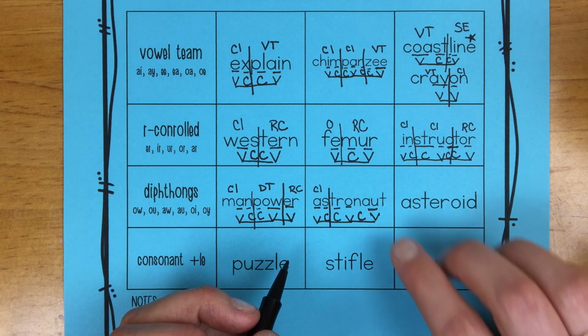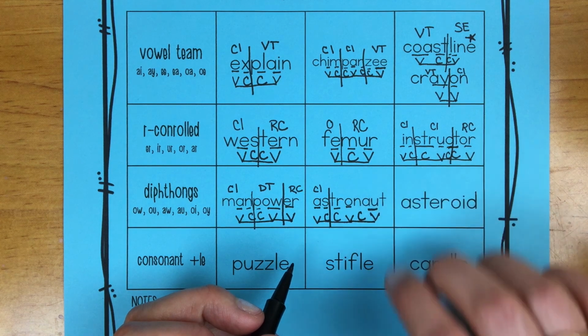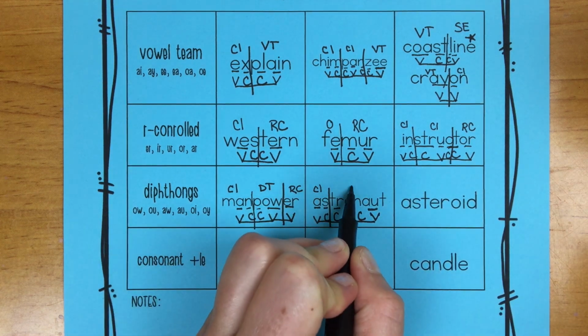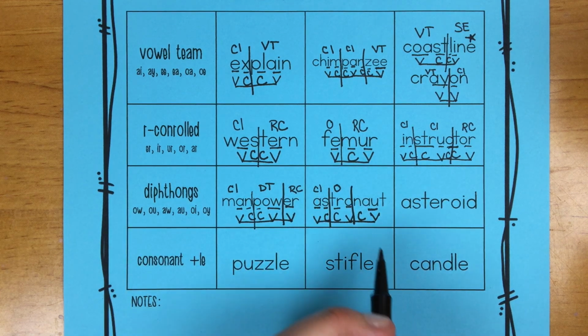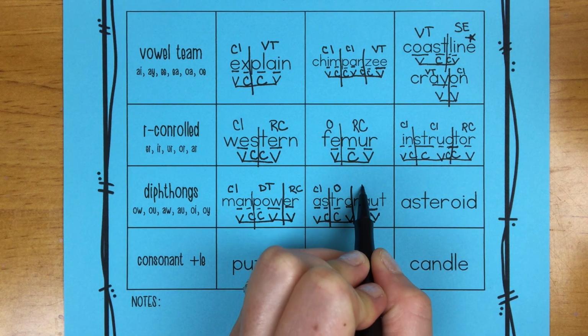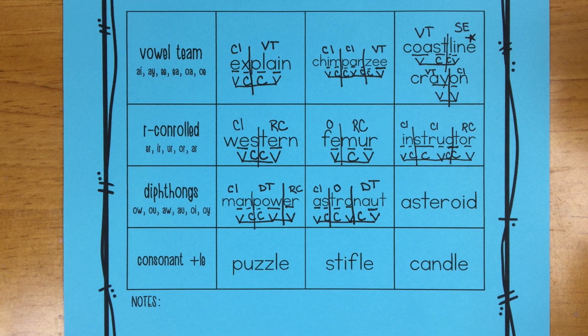Is it going to be astro or astron? Astro, this is an open syllable. And my last syllable is not, and it's a diphthong. Now you can pause your video, try the last one on your own, and resume when you're ready for the answer.